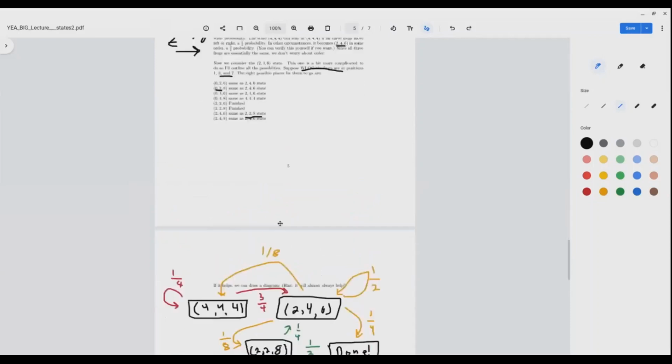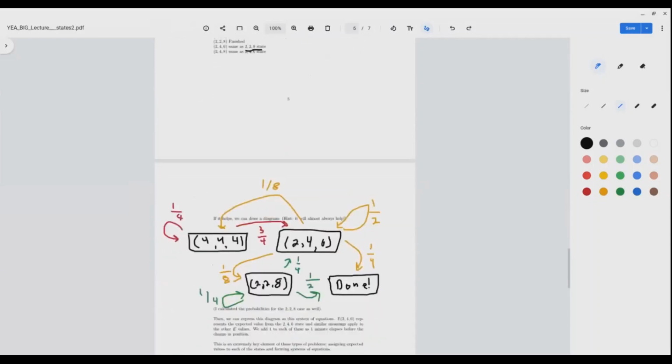I've written out all of this in a diagram here. 4, 4, 4 has a 3/4 chance of going to 2, 4, 6, and a 1/4 chance of returning to 4, 4, 4. 2, 4, 6 has a 1/8 chance of going to 4, 4, 4, a 1/2 chance of returning to itself, a 1/4 chance of finishing, and a 1/8 chance of going to 2, 2, 8. And 2, 2, 8 has a 1/4 chance of going to 2, 4, 6, a 1/4 chance of returning, and a 1/2 chance of finishing.